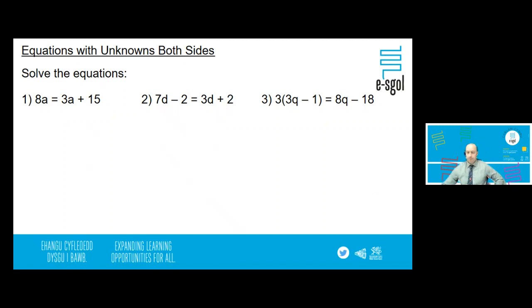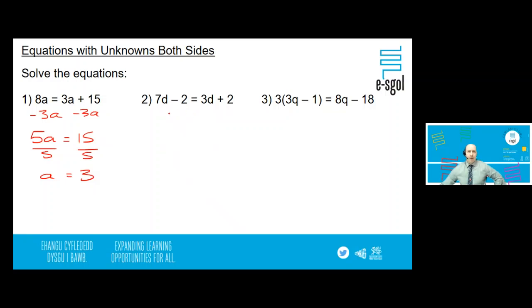Okay, so let's take a quick look. So this one, there's 8a's on the left-hand side and 3a on the right. So I'm going to take away 3a from both sides. Remember, we can take away letters from both sides as well as taking away numbers from both sides. And that leaves us with 5a equal to 15. Divide both sides by 5, and that leaves us with a value of a being equal to 3.